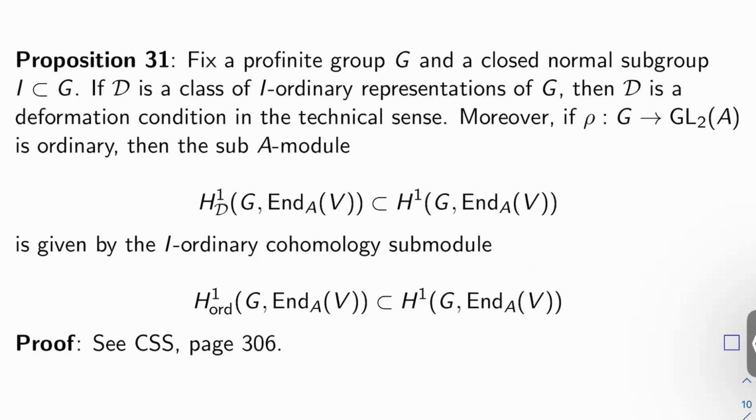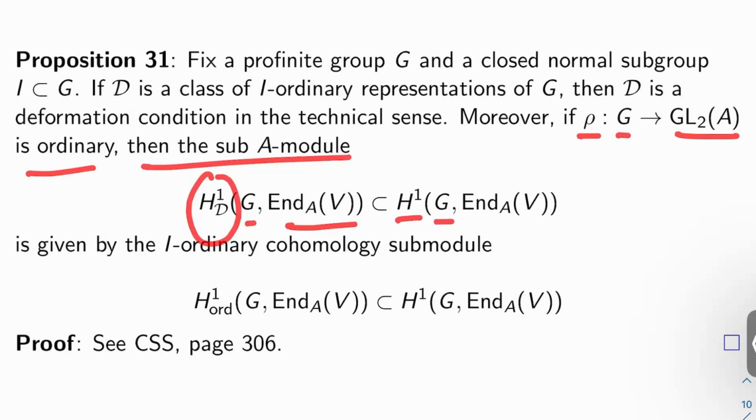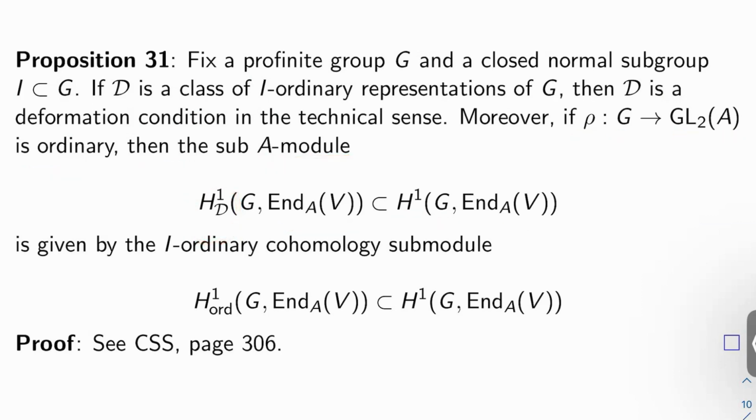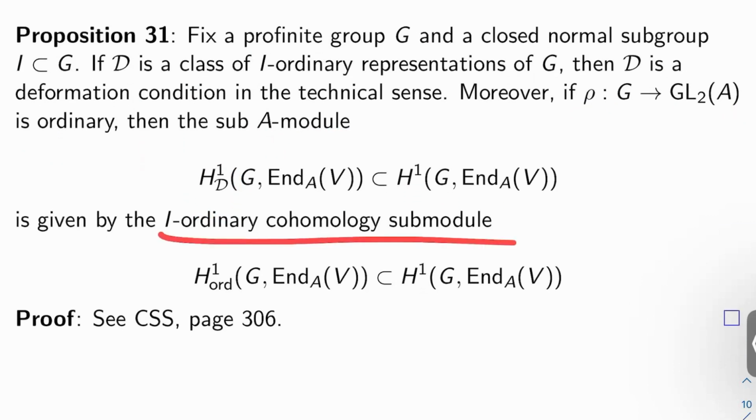Proposition 31: fix a profinite group G and a closed normal subgroup I in G. If D is a class of I-ordinary representations of G, then D is a deformation condition in the technical sense. Moreover, if rho from G to GL2(A) is ordinary, then the sub-A-module H^1_D(G, AV) inside the full H^1(G, AV) is given by the I-ordinary cohomology submodule H^1_ord(G, AV), as expected, I think.